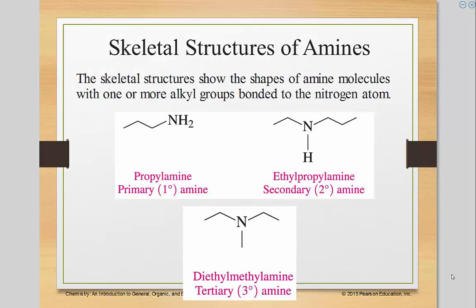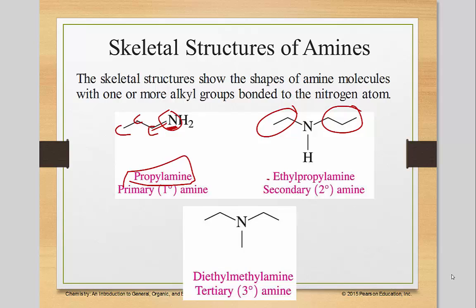Now, skeletal structures are just like the other kind of skeletal structures. At the end of this line, since the nitrogen is there, that's what it's bonded to, so there's no carbon there at the end of this line. But there's a carbon here, here, and here. So propylamine, there's 1, 2, 3 carbons here, therefore it's propyl. This is an ethyl group. This is a propyl group. So ethyl propylamine, ethyl, ethyl, methyl, diethylamine.